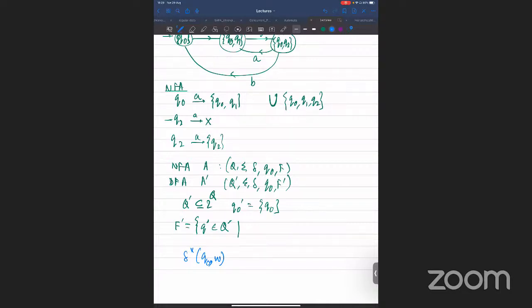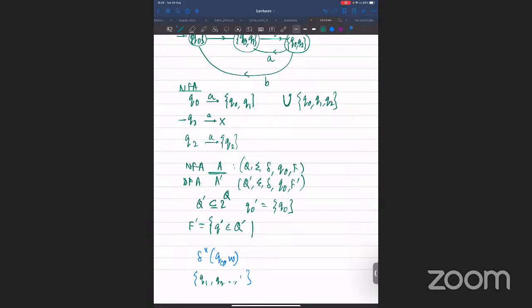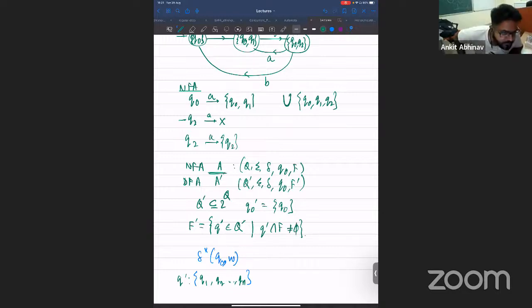You see, this delta star Q0 comma W is a set of states in the NFA. And we say that as long as there exists one run which is an accepting run, as long as one run reaches the final state, you will accept it. So this Q prime is actually of the form some Q1, Q2, etc. So I can say Q prime such that Q prime intersection F is not equal to empty. Is it clear? Yeah, it's clear.